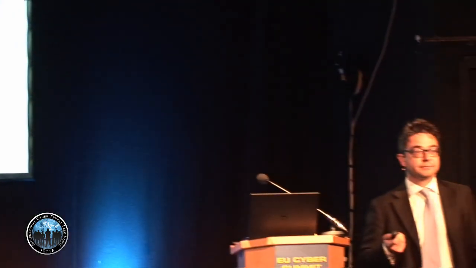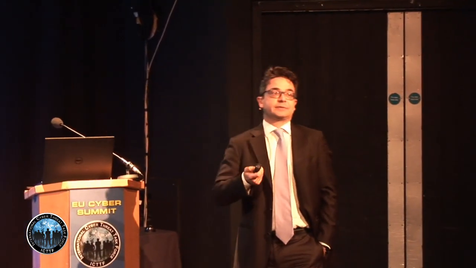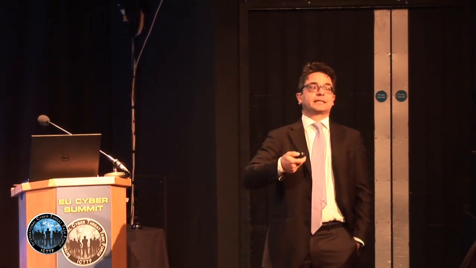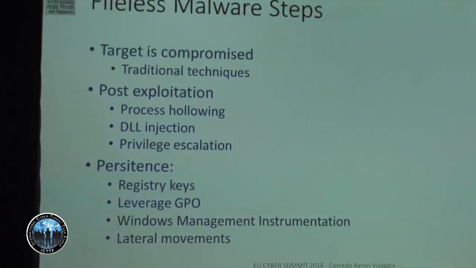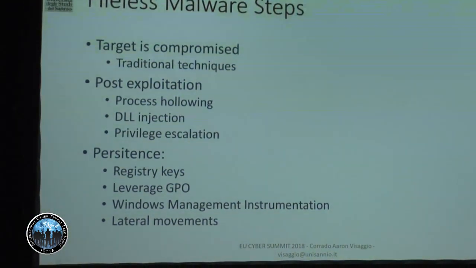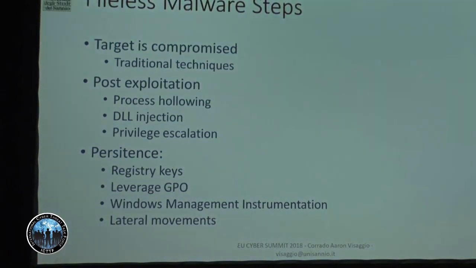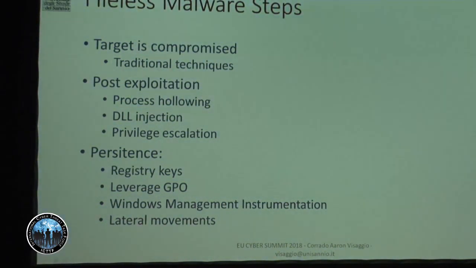Which are the steps of a fileless infection? So the first step is the traditional one. First, the malware reaches the target machine, and the target machine is usually compromised with traditional techniques, let's say social engineering-based techniques. Then we have the post-exploitation phase. And this is the core of the fileless malware working.